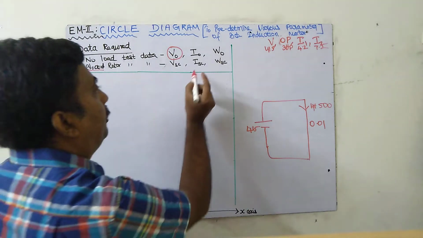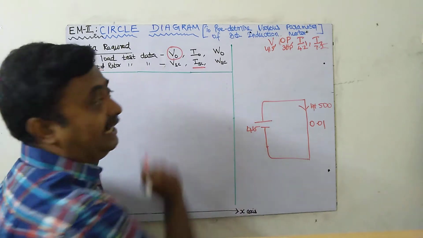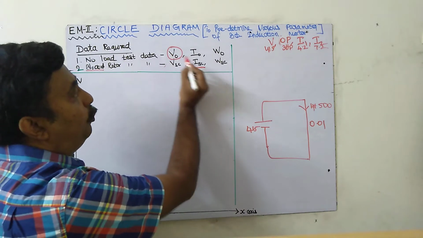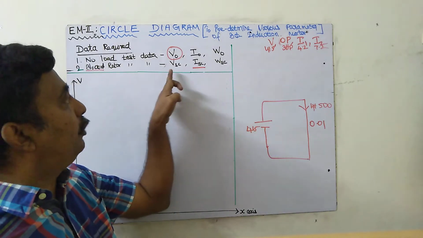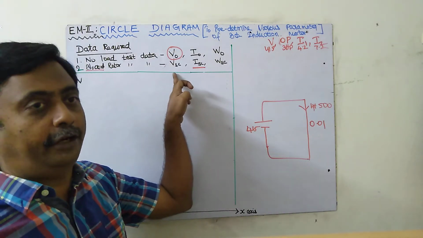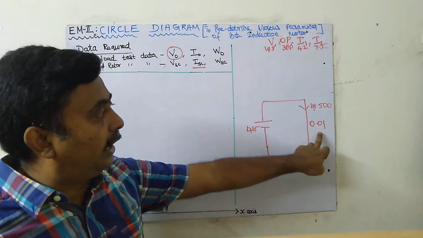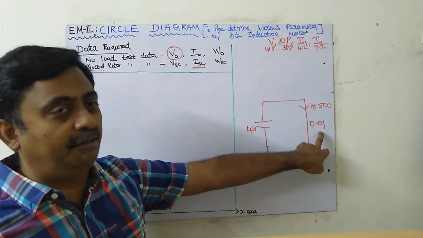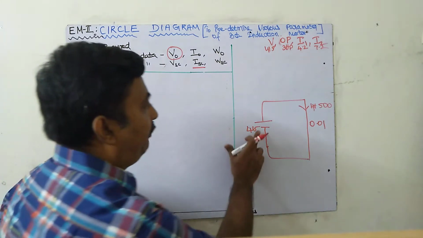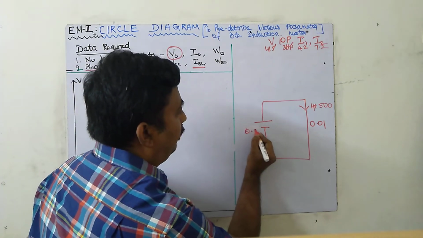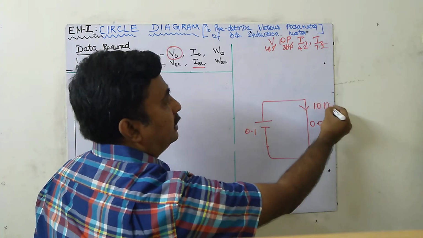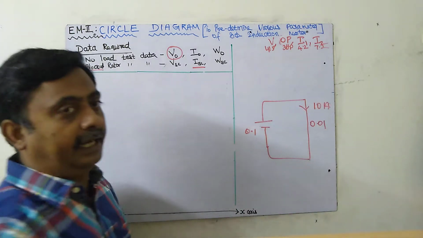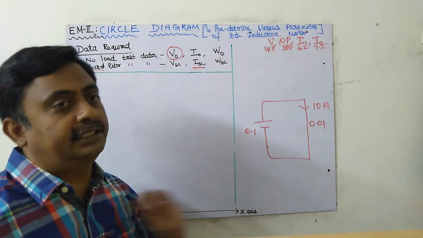How to perform this experiment: I have to perform it for rated current. The no load test is performed for rated voltage, and this is performed for rated current. If I give rated current, what is the voltage? I have to give reduced voltage only. If I give rated voltage, I will get a very high current. Here, if I give 0.1 amps, the current will be 0.1 divided by 0.01, which is 10 amps. Suppose we assume 10 amps is the rated current for this circuit.